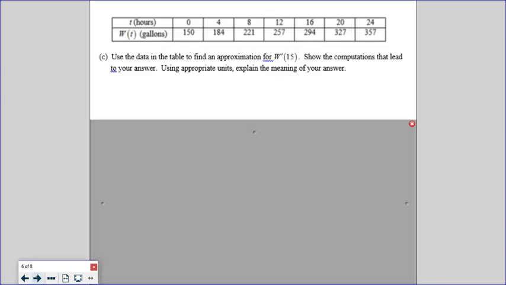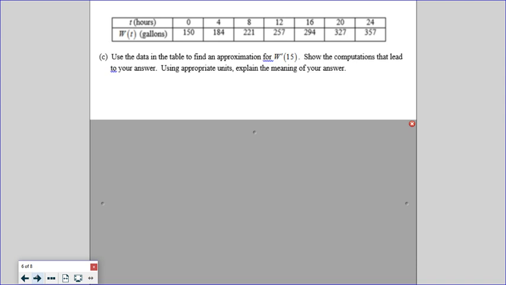Okay. So again, sticking with that table this whole time, our next question is this. Use the data in the table to approximate, and then this is where we have to be careful, because this looks similar to the last question, but it's W prime, which we now know means our derivative, right?